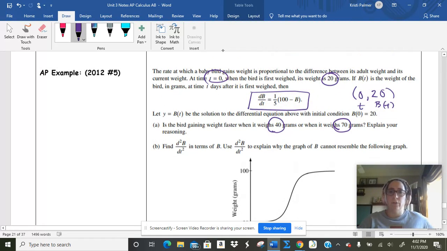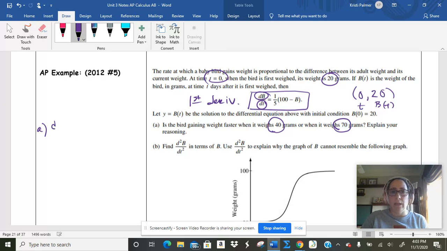So remember, this is the first derivative. So it's talking about how fast the weight is changing with respect to time. So how fast the weight, that's the dB, is changing with respect to time. So I'm going to go on part A and plug in that dB dt when I have the B of the 40. And I'm going to plug in that dB dt when I have the B of the 70. And we're going to see which one is bigger.